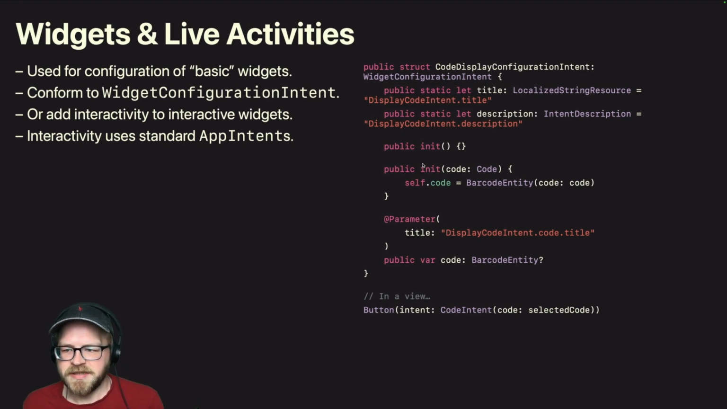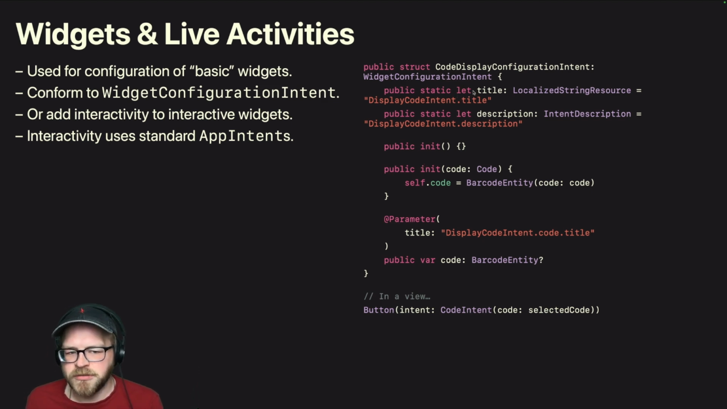But where else can they be used? One of the quickest ones that you're going to run into is widgets. This is home screen widgets and live activities. And you can do a couple different things there. For old school basic widgets, you get the ability to configure them. That's all done with app intents. And so again, you have to conform to a specific type of intent. In this case, widget configuration intent.